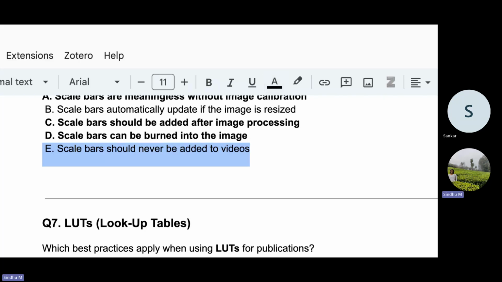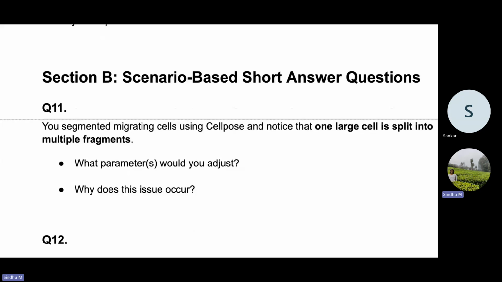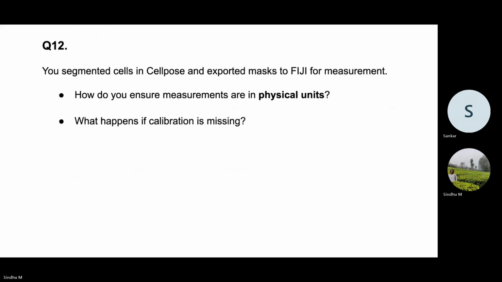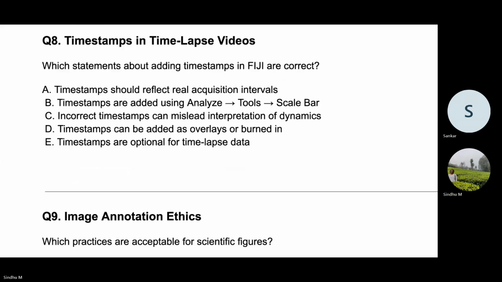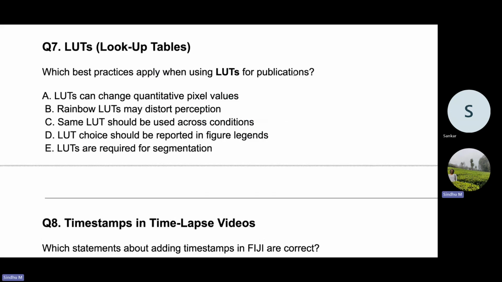So I guess the rest of the questions are not so difficult. So this is about lookup tables. Option A is not correct. It just changes the visualization of the image, but the pixel values don't change, so it's not correct.